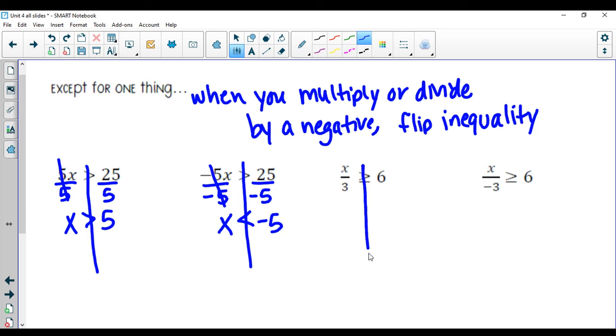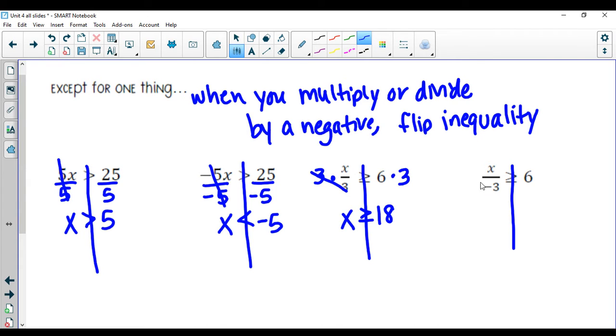you need to flip the inequality symbol. So in this next example, I have x divided by 3 is greater than or equal to 6. To undo divide by 3, I'm going to times by 3. I am multiplying by a positive, so I get to leave my symbol exactly the way it is. And 6 times 3 is, in fact, 18.